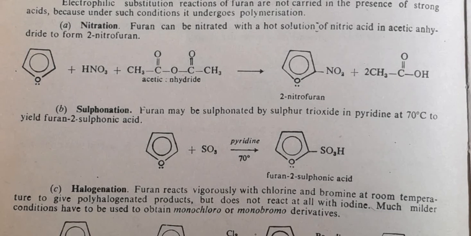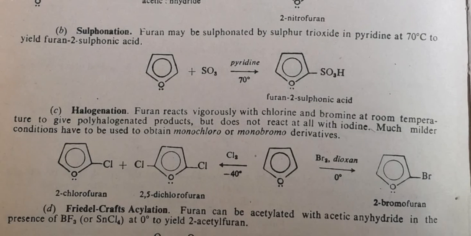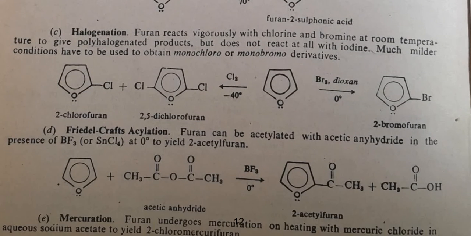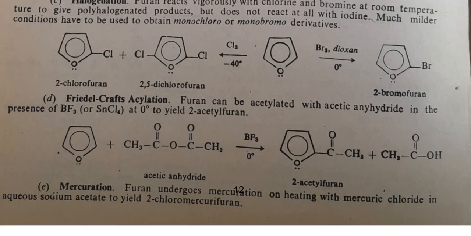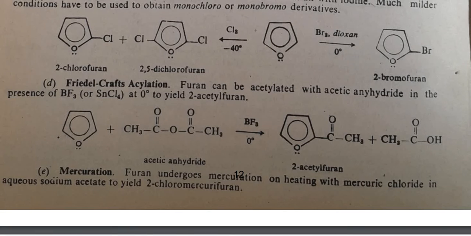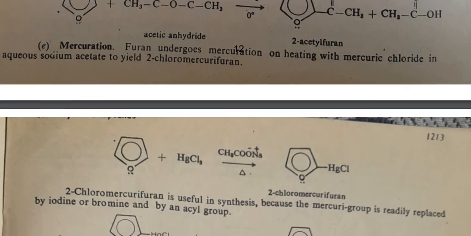So nitration gives 2-nitrofuran. Sulfonation, you will get furan-2-sulfonic acid. On halogenation, you will get 2-bromofuran, 2,5-dichlorofuran, and 2-chlorofuran. With BF3, Friedel-Crafts acylation with acetic anhydride, you will get 2-acetylfuran.